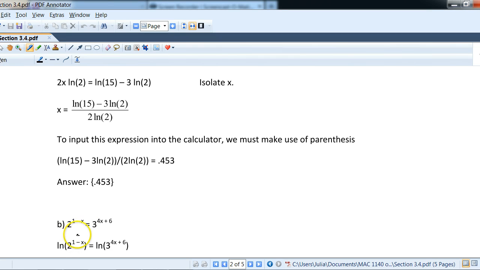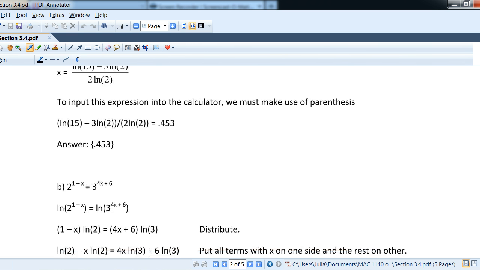And here's one where the x is on both sides. A similar option works if you take a ln of both sides, and you can pull the exponents down in the front.